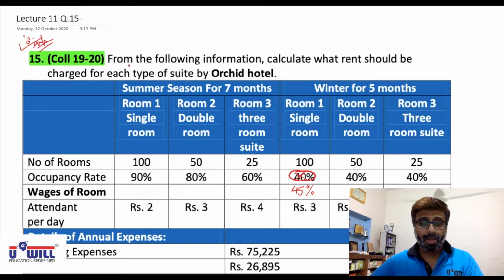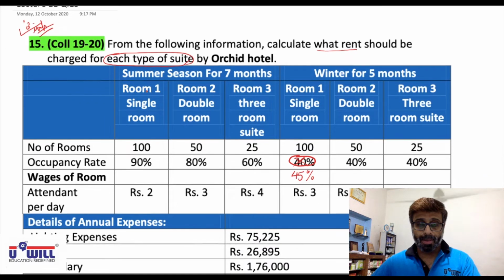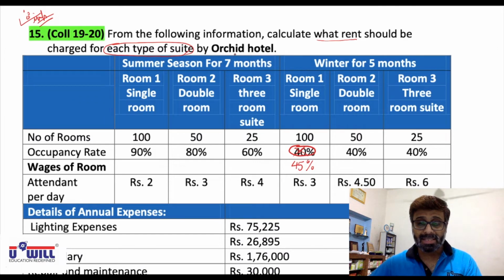Look at it. From the following information, calculate what rent should be charged for each type of suite by Orchid Hotel. So this type of question we have done earlier also. What should be charged for single room, double room, triple room, similar kind of question it is. However, what is extra we'll see over here. You can see in this table summer season for 7 months is given to you and winter for 5 months.